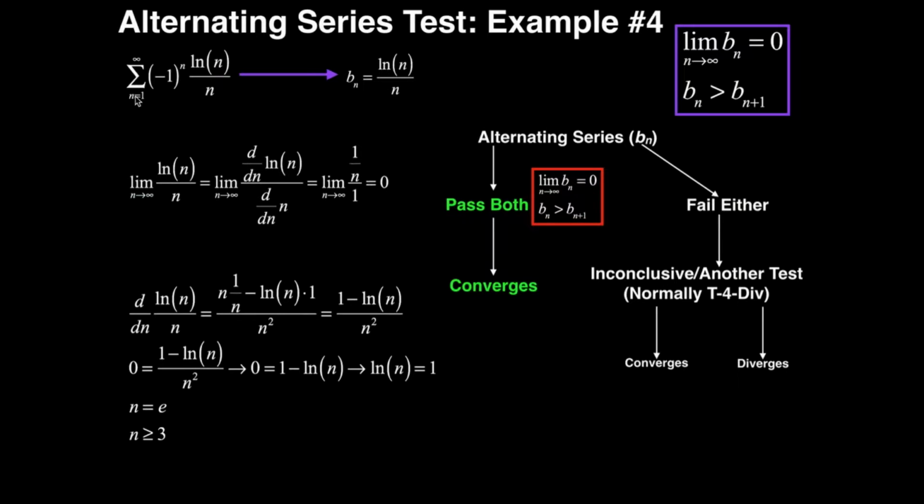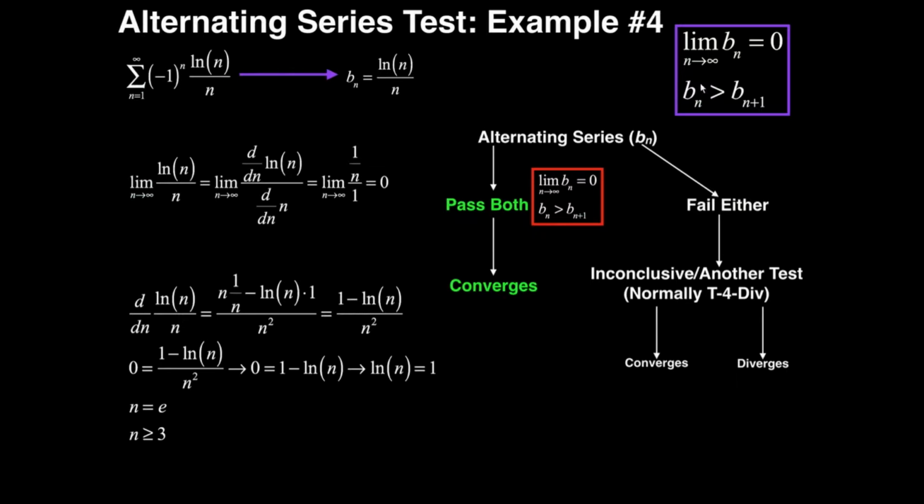Here we have a series from n equals 1 to infinity of negative 1 to the n power times the quotient of the natural log of n and n. Alright, so the alternating series test tells us we need to know our b sub n. So what's our b sub n? We basically just remove the alternating part of this series, which is the negative 1 to the n power. So our b sub n is just the natural log of n over n.